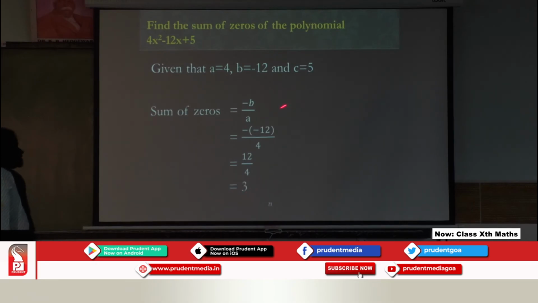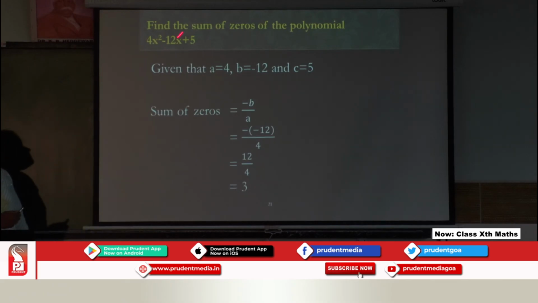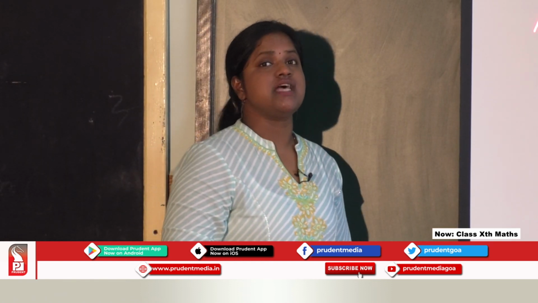Positive 3. Negative into negative, positive. 12 upon 4 is 3. So your sum of zeros is 3. So you have to be careful when you select your b. First check whether it is negative or positive. This is one applicative type of question based on sum of zeros.